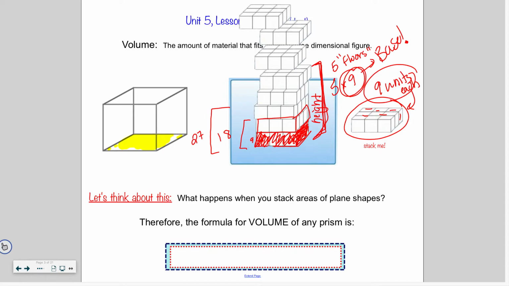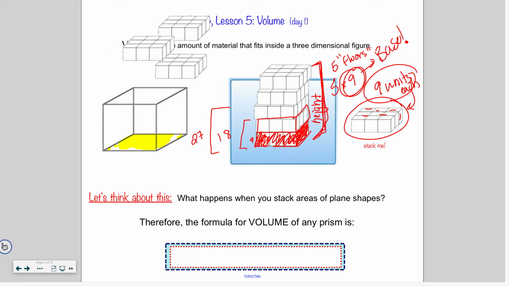Okay, if you have 9 square units on the bottom, and you have 5 layers to them, 5 floors of them, well, now we're at a volume of 45 cubic units.